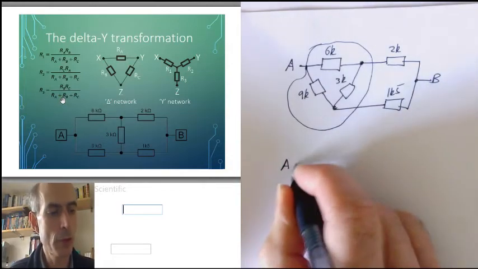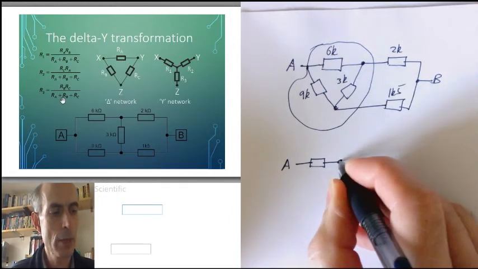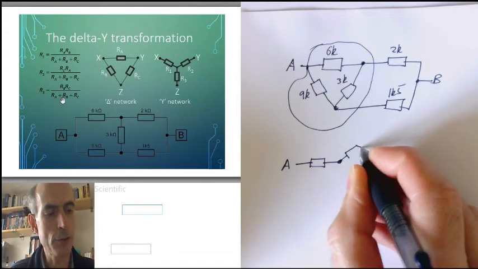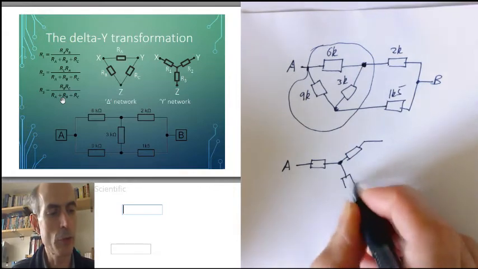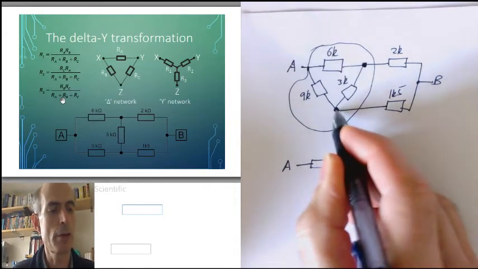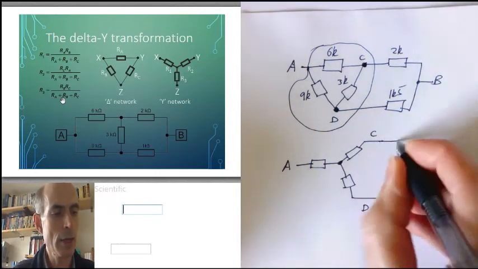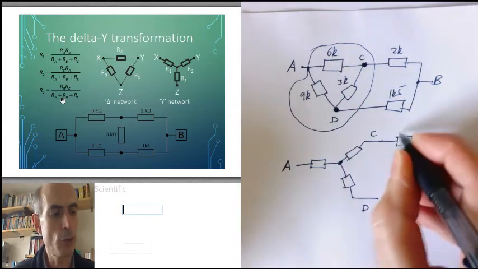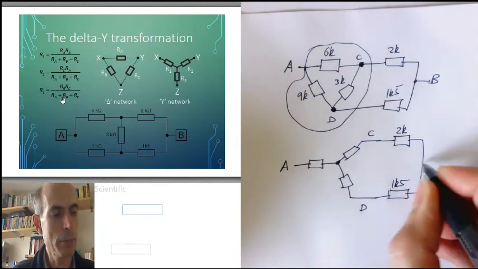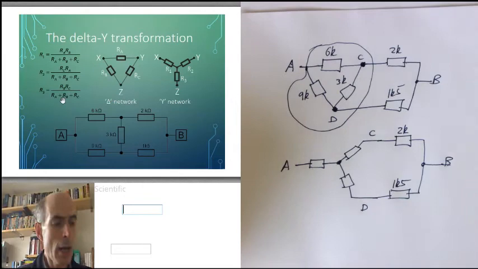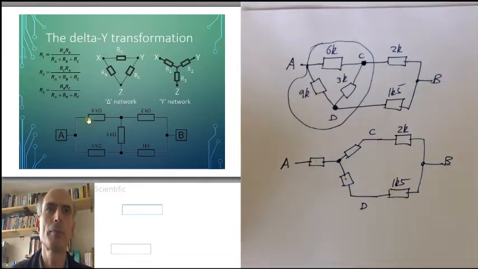So we can transform it into this. A single resistor goes into a central node there. There's then a resistor coming out of that central node, which would be to this point here. And another resistor coming out of the central node, which would be this point here. I'll call that C and D. That's C, that's D. Then C carries on through a 2K resistor, D carries on through a 1K5 resistor, and they both join up to point B. And we can work out what these 3 resistors actually are by plugging the numbers into these formulas. Let's have a go.